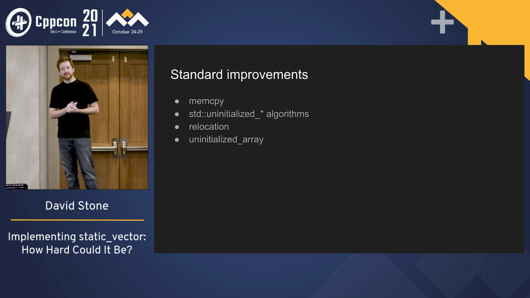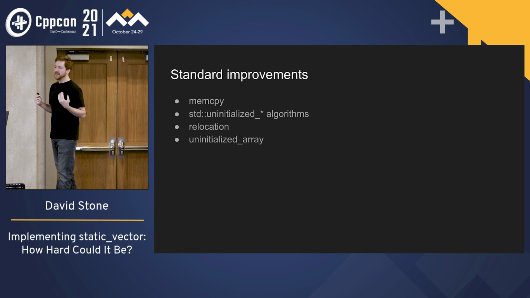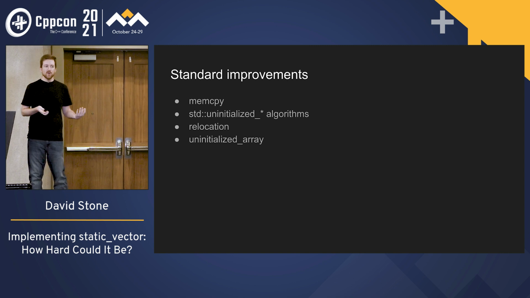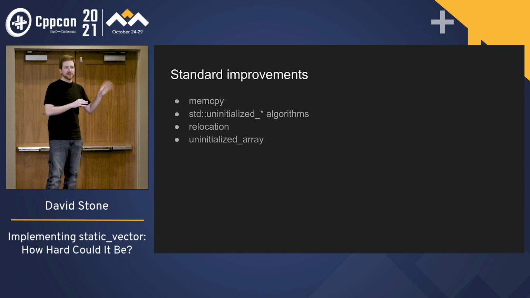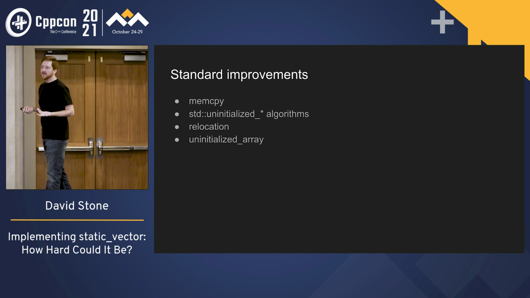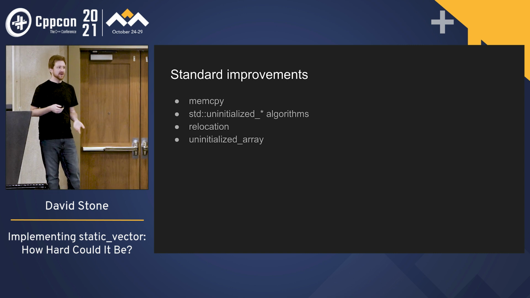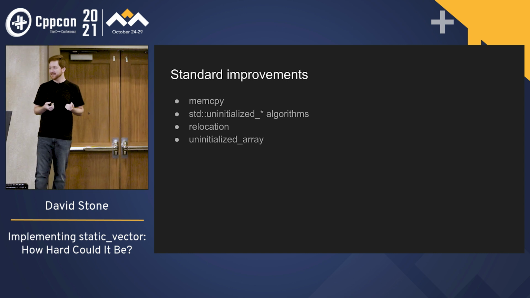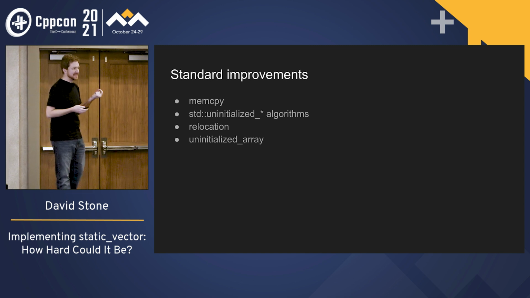And then the final thing is making uninitialized array actually possible. If you'll remember, we had this hybrid implementation where we said, if it's trivial enough, then store an array of T, otherwise store an array of bytes. That's kind of disappointing because it means that a static vector of int can be used at compile time, but a static vector of a static vector of int can't, because it's not trivially default constructible because you have to set the size to 0.